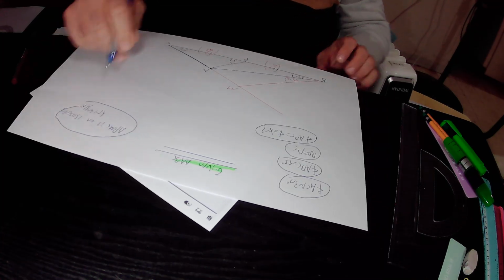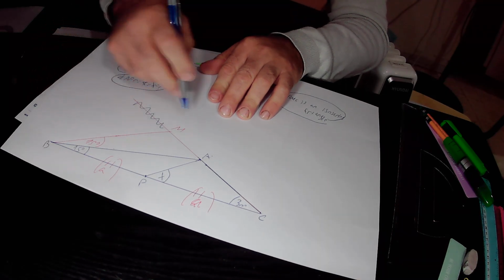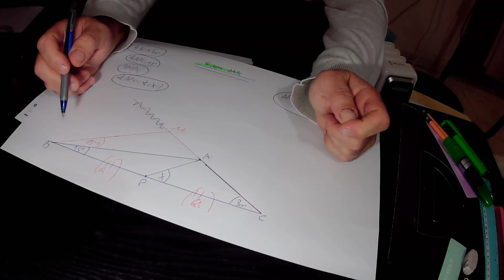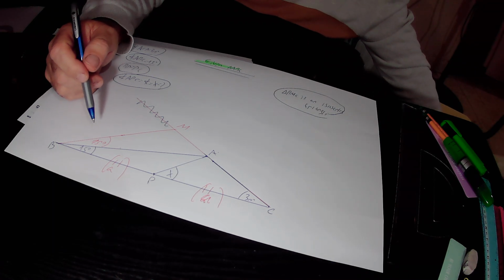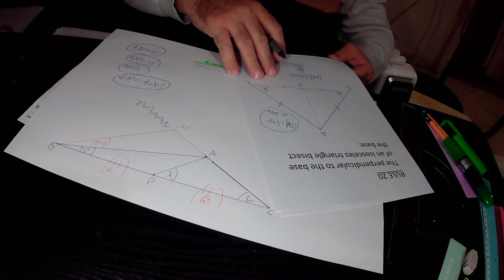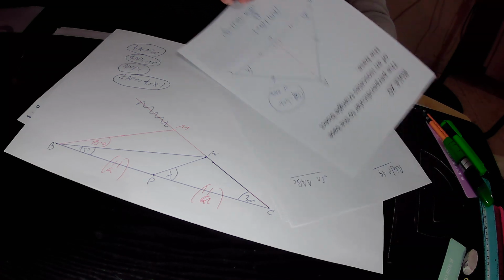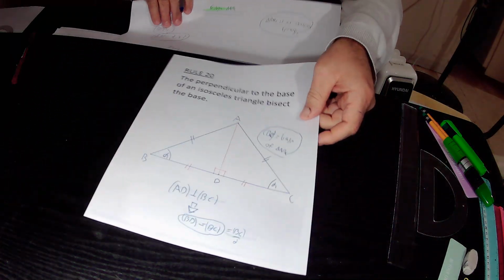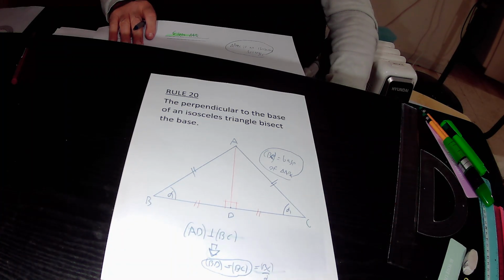The base of this isosceles triangle BMC is BC. So here you can implement rule 20 in our drawing. Let me repeat rule 20 quickly. According to rule 20, the perpendicular to the base of an isosceles triangle bisects the base.